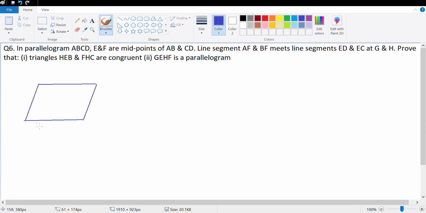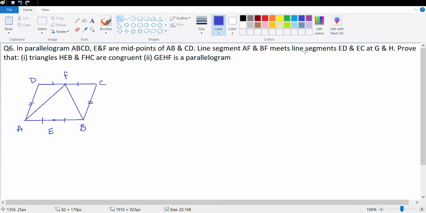In parallelogram ABCD, E and F are the midpoints of AB and CD. So this is E and this is F. Since opposite sides are equal, half the opposite side will also be equal. Perfect. And this side are equal, and both pairs of opposite sides are parallel. Line segments AF and BF. So let's join AF and BF.